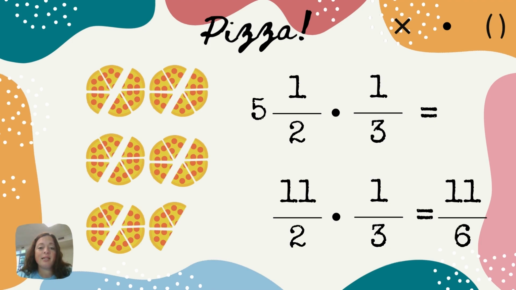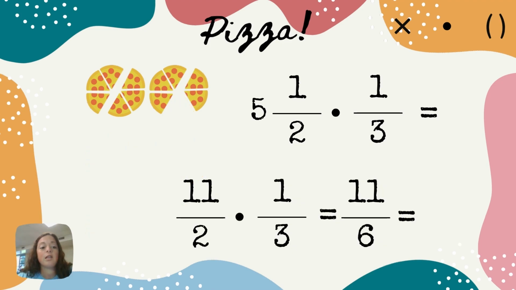Remember that each slice of pizza here is 1/6. So let's see what 11/6 looks like. There's our 11/6. It's 11 slices of pizza. Those 11 slices of pizza make up one whole pizza with 5 pieces left over. So 11/6 is equal to 1 5/6.